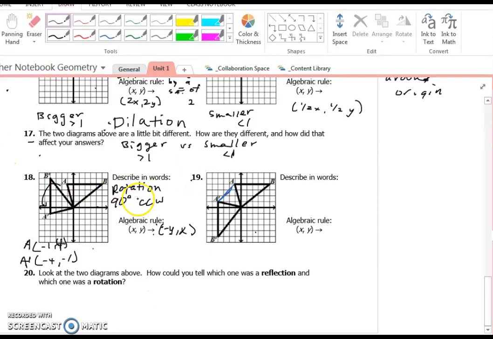Again, I'm going to just look at 2 points. So I'm going to look at A and A prime. And A is at negative 1, 4. So same as last time, negative 1, 4. And then we have negative 4, positive 1. So what's happened here? Negative 1, 4, negative 4, 1. So they've switched, and then you should notice that both of the signs change. So my algebraic rule is negative y, negative x. And again, if you know your rules, that is a reflection. Just based on knowing our rules, that's a reflection over y equals negative x.